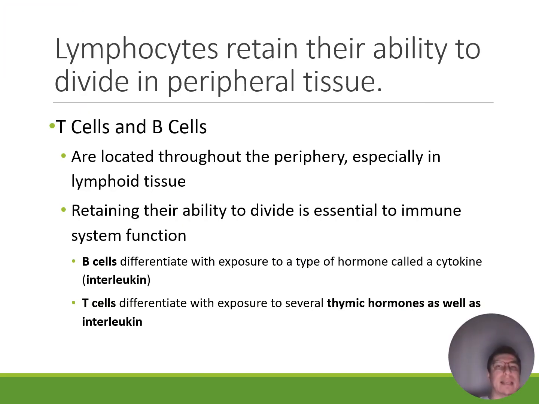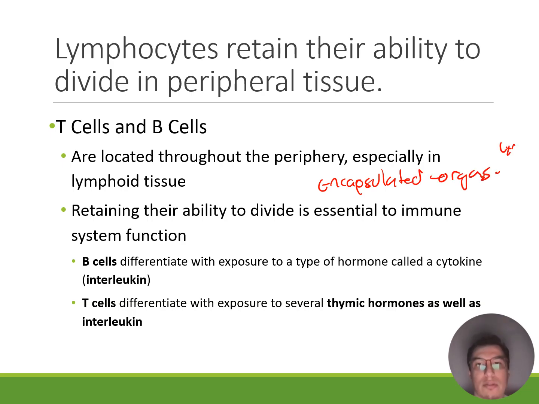Lymphocytes retain their ability to divide in the peripheral tissue. So T cells and B cells are located throughout the periphery, especially in lymphoid tissue. Remember that you have different types of lymphoid tissues. We have encapsulated, and that is organs, such as lymph nodes, the spleen, the bone marrow, and the thymus. And we have without a capsule, and those are diffuse types of tissues, and that is related to MALT.